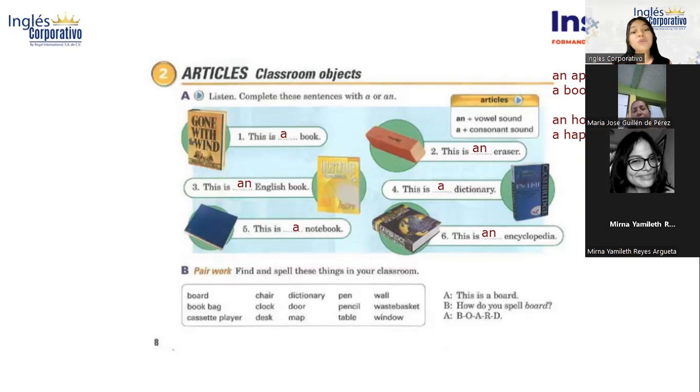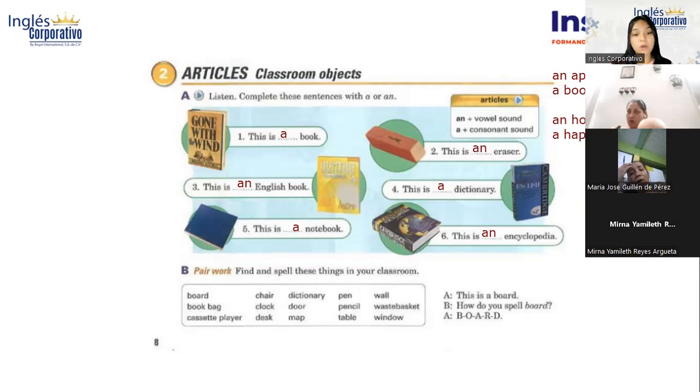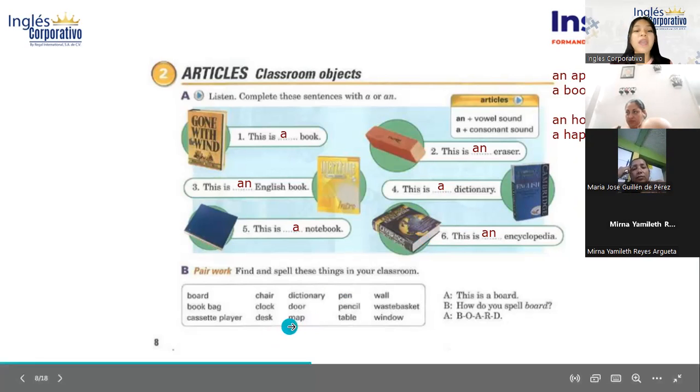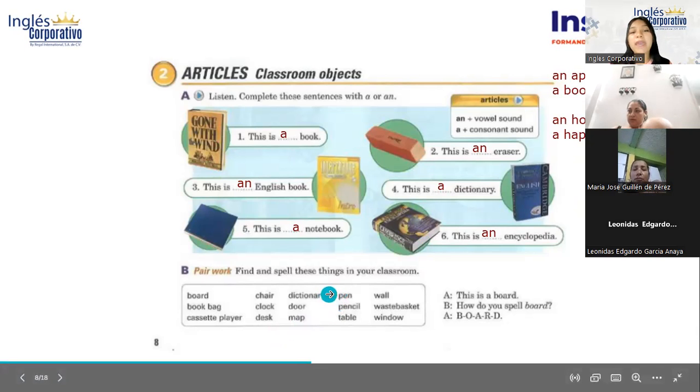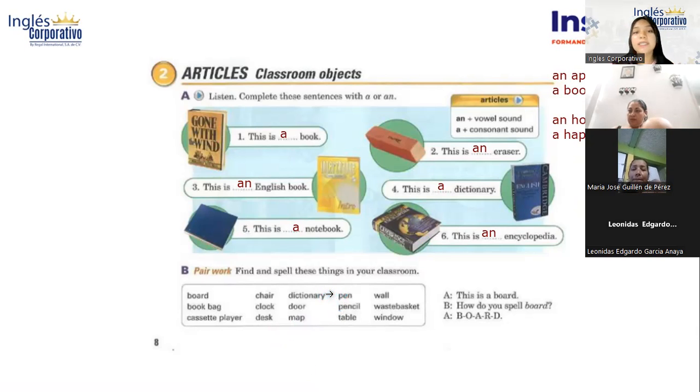Yes. And how do you spell door? D-O-O-R. Perfect. R. Okay. R. How do you spell map? M-A-P. Perfect. How do you spell pen? P-E-N. How do you spell pencil?